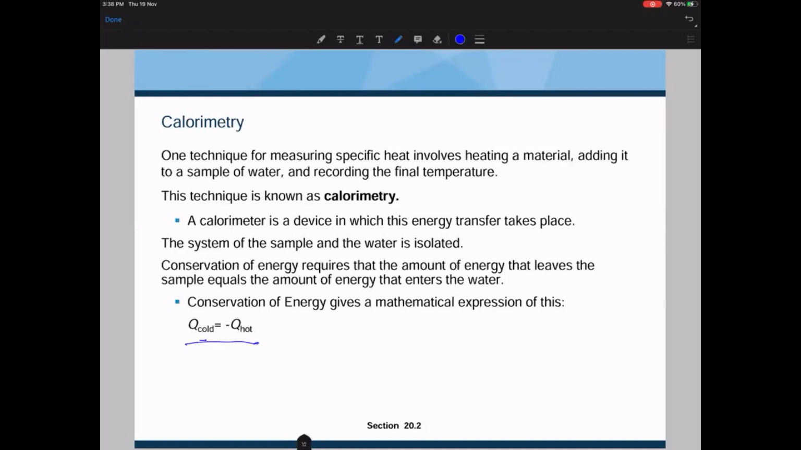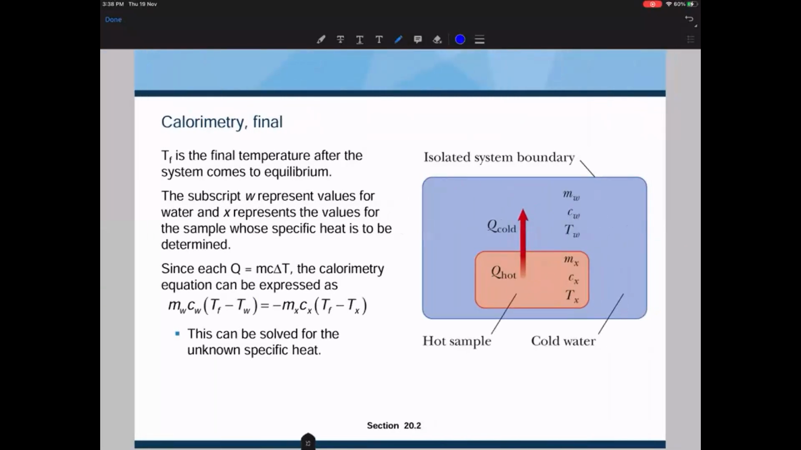So the amount of heat energy gained by the cold system is equal to the amount of heat energy lost by the hot system. So you have this equation: Q cold equals minus Q hot. Q hot, which is the heat energy lost by the system, must be negative, so you put a negative sign in front of it to balance the two sides of the equation. So in terms of the equation form, this would be the one.